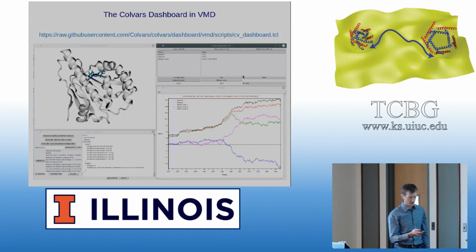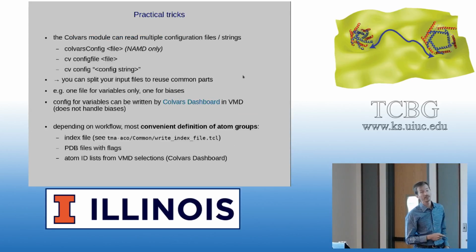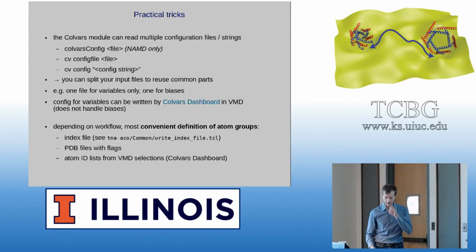So that was the dashboard. Now, a few practical tricks that might be useful. One thing you may or may not be aware of is that you can send your Colvars input in multiple files or multiple strings. So you can either use the command in NAMD only, colvarsConfig, or the scripting command cv config file and read a file, or cv config and read a string.